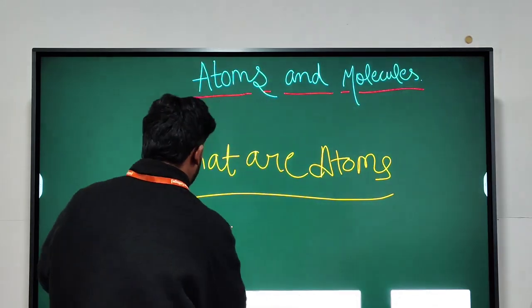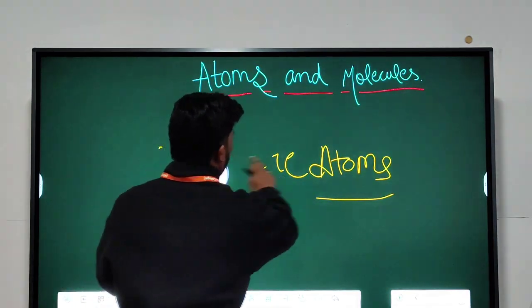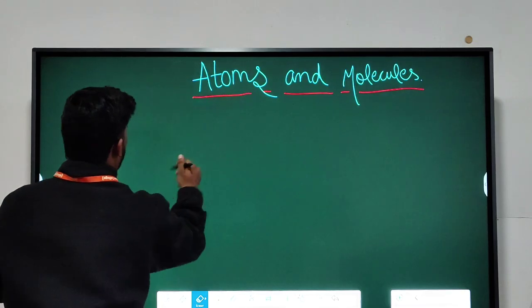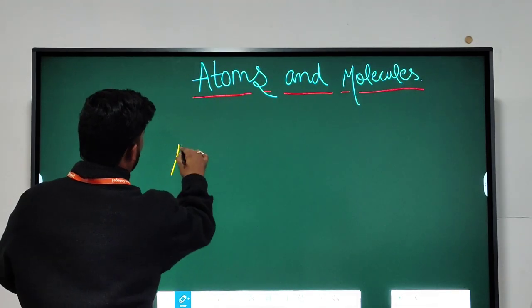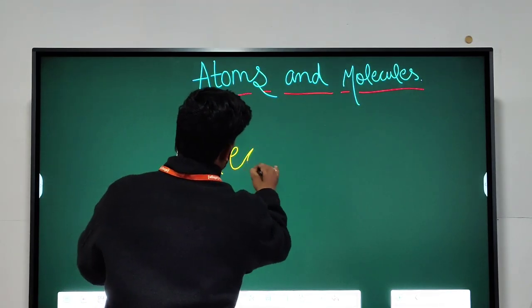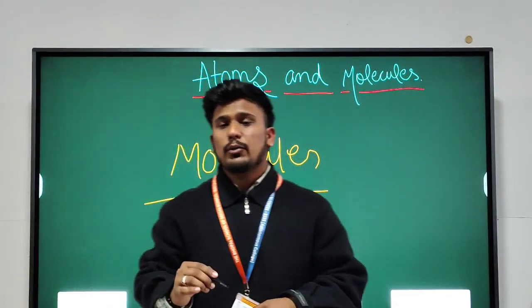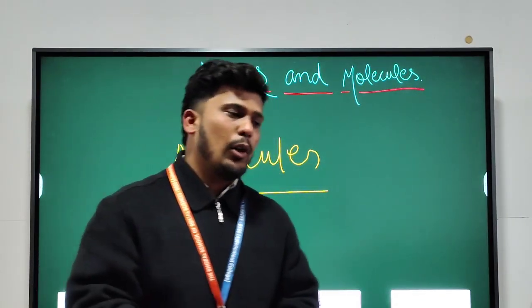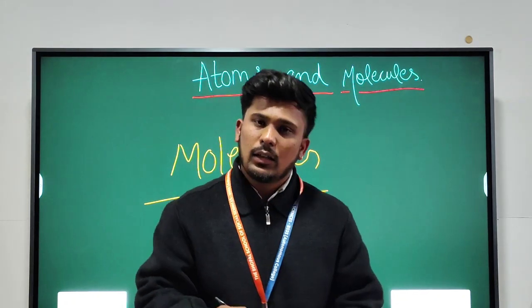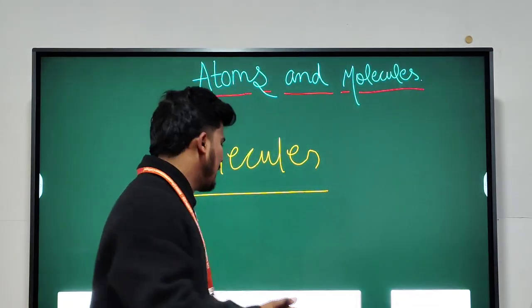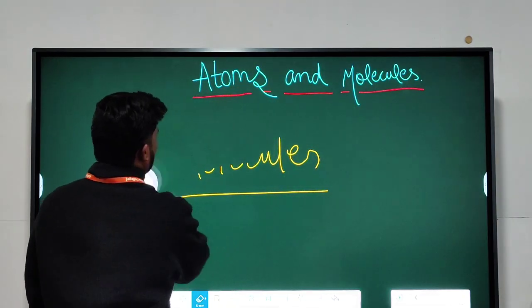Now, what are molecules? Atoms combine to form molecules. Why do atoms combine? They combine to form a molecule. A molecule will be either of an element or a compound. Now, what is the basic difference between element and compound?